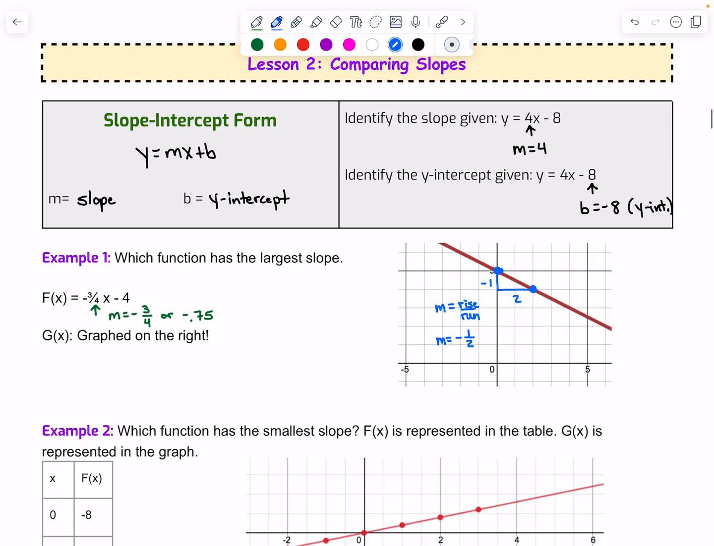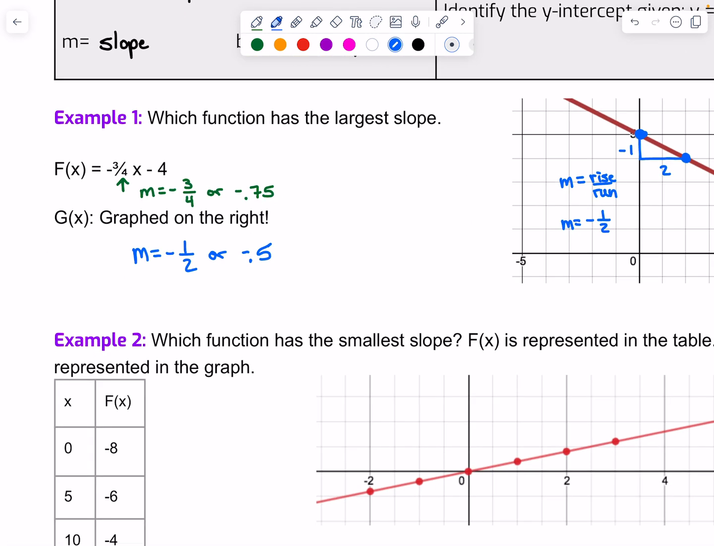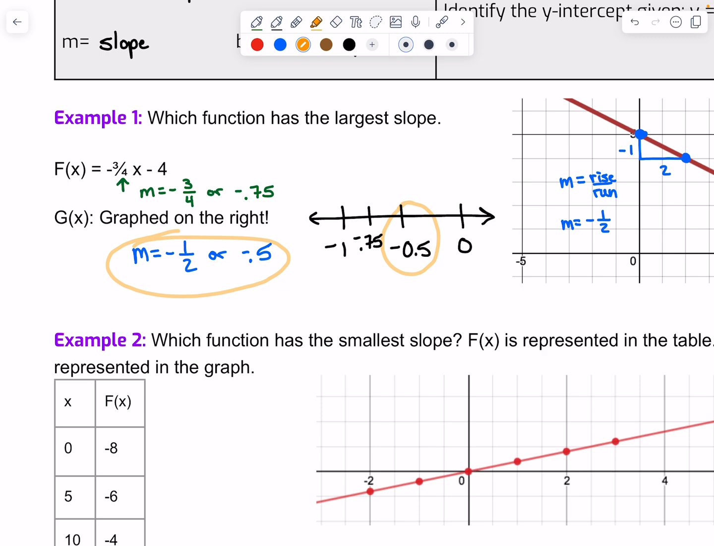So when we compare the two, -1/2 is the same thing as -0.5. Sometimes it's hard to think of negative numbers, so it's good to think of your number line. The bigger number is going to be closer to 0. If we think of a number line with 0 and -1, in the middle is -0.5. Between -0.5 and -1 is -0.75. So it might look larger, but as a negative number, it's actually the smaller of the two, because your larger number is going to be closer to 0. So -0.5 or -1/2 is going to be the larger slope between these two.